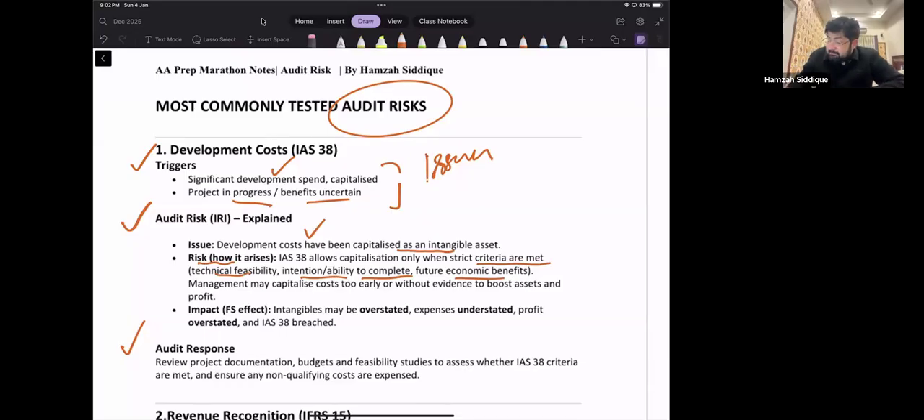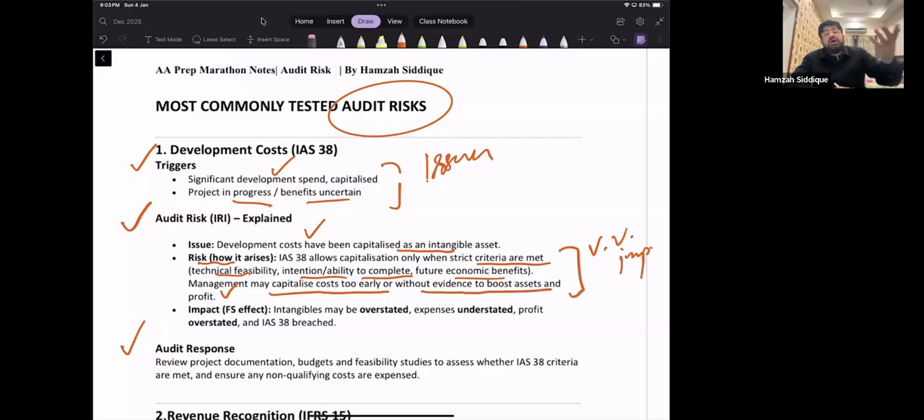Now, management may capitalize cost too early or without evidence to boost assets and profits. This is building the argument, this is very, very, very important because it is directly related to IAS 38. So, hence, intangible assets may be overstated, expenses understated, and profits overstated, and IAS 38 breached. So your answer should combine these three things.